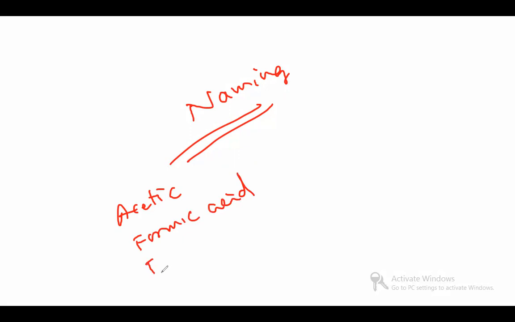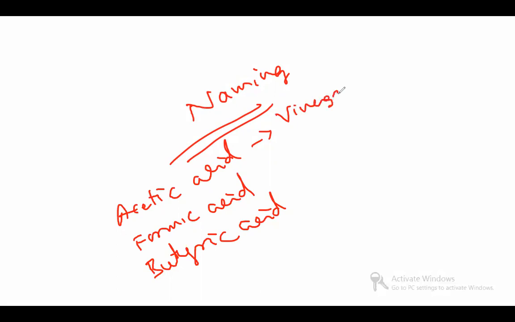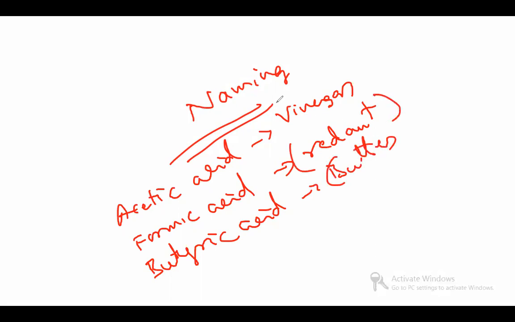Next, butyric acid. These names are based on Latin words. Acetic means vinegar, and formic means red ant in Latin. Butyric comes from butyrum, that is, butter. Using the meaning of these words, they used to identify compounds earlier.